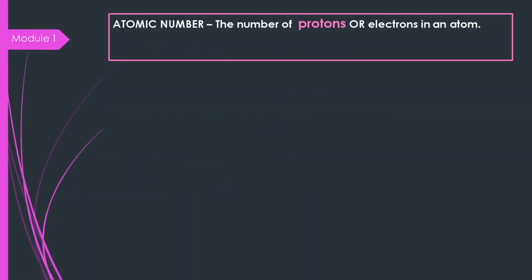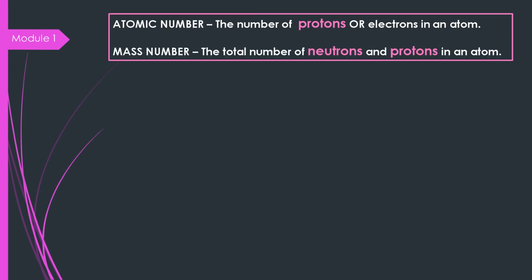There are two important terms related to atoms which we should learn. One is atomic number and the other one is mass number. What do we mean by atomic number? The number of protons in an atom is called its atomic number. Or you can even say the number of electrons in an atom is called the atomic number. Basically, we consider the protons because during chemical reactions, electrons can be lost or gained.